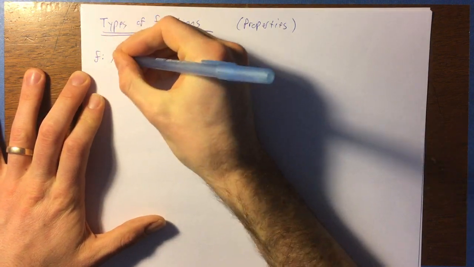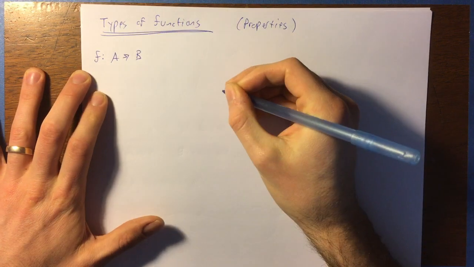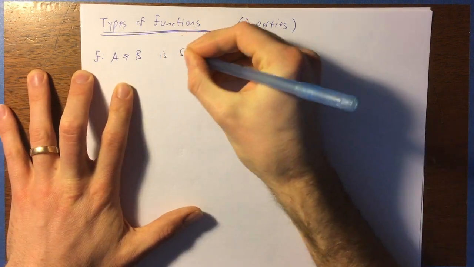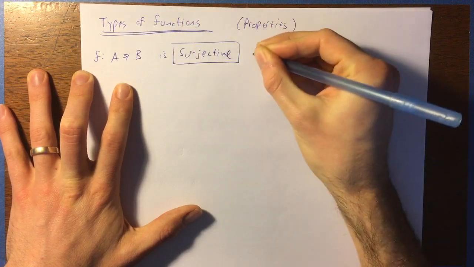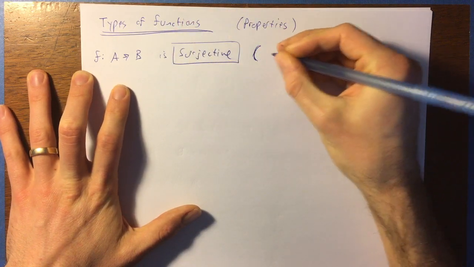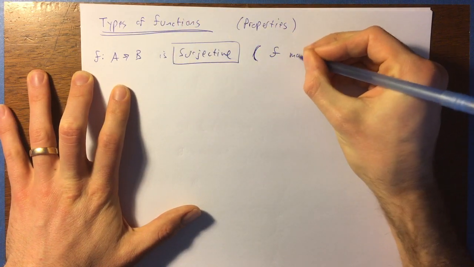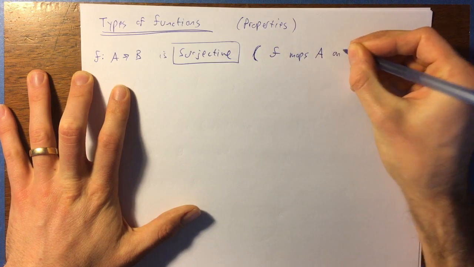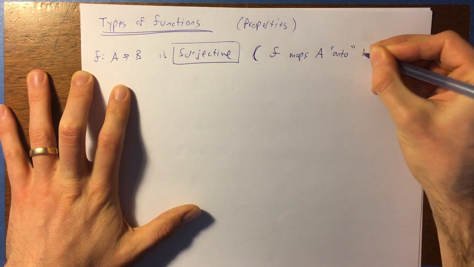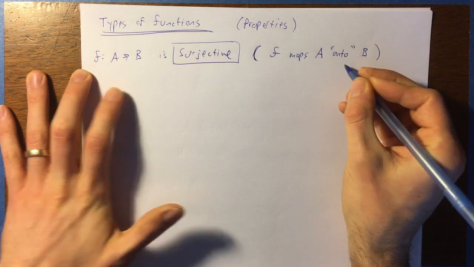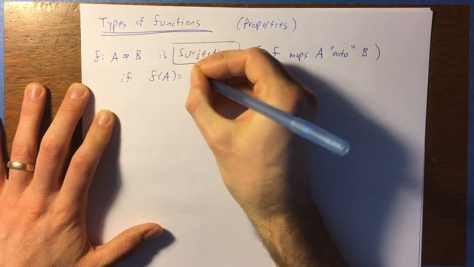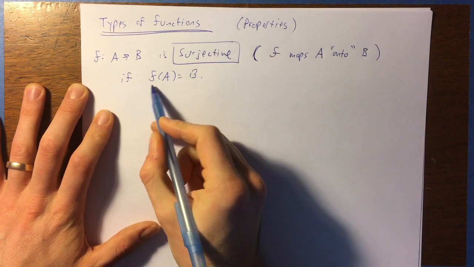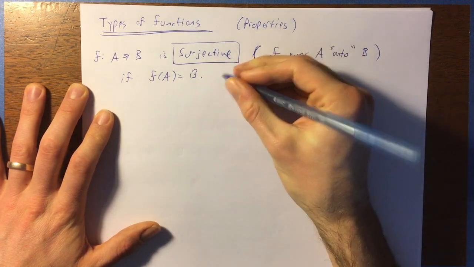So the first one, a function f from A to B is called surjective if, which by the way can also be said by saying f maps A onto B. So surjective is also sometimes referred to as onto. And what it means is that f of A equals B. Now what's that? This is saying that the range equals the codomain.